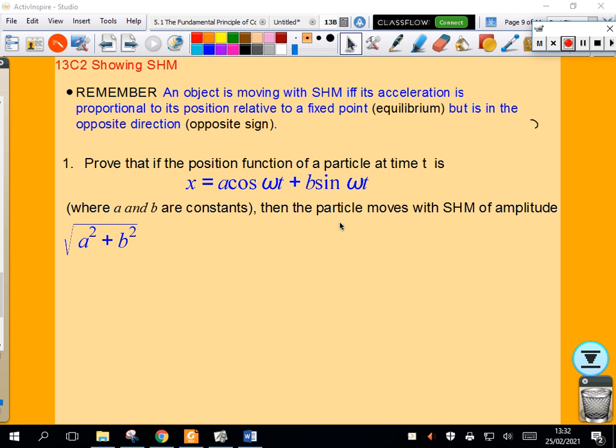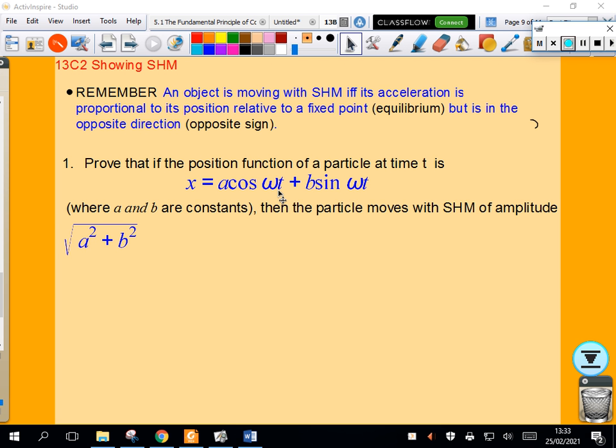So in this lesson I want to look at another example of showing simple harmonic motion. Slightly more complicated question than before, in that we're given a position function where it's the sum of a pair of trigonometric functions. Before, we've looked at an example where we just had something like the position is given by b sine omega t. Here we're given a sum of a cosine omega t plus b sine omega t.